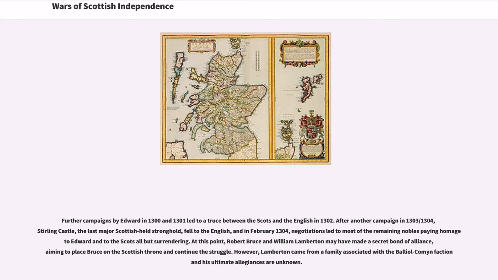At this point, Robert Bruce and William Lamberton may have made a secret bond of alliance, aiming to place Bruce on the Scottish throne and continue the struggle. However, Lamberton came from a family associated with the Balliol Cummin faction, and his ultimate allegiances are unknown.